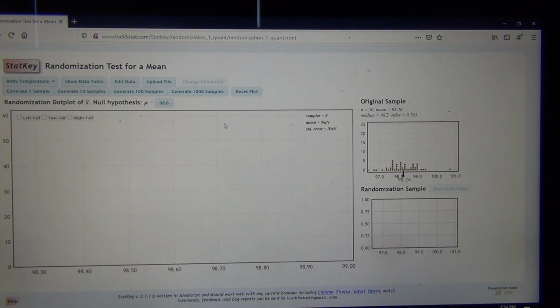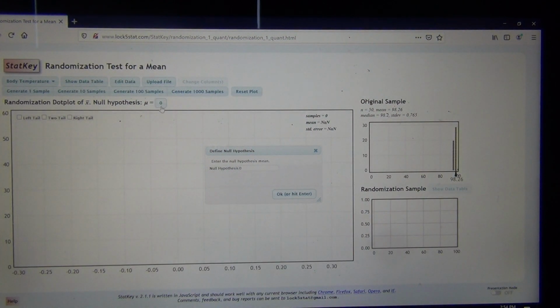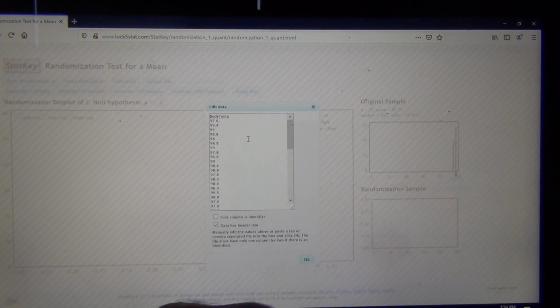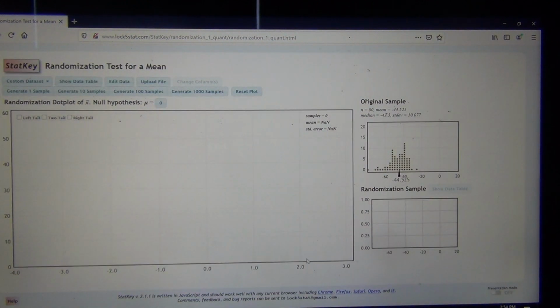There we go. Again, do the null hypothesis as mu d equals zero. So type in zero there, because we're looking at the difference being zero. And now I need to upload this data. So let's go edit data, control A, and put that data in there. I have no identifier, no word next to every number, so leave that unchecked, but it does have a title. There we go. That looks good. And we're ready to go.